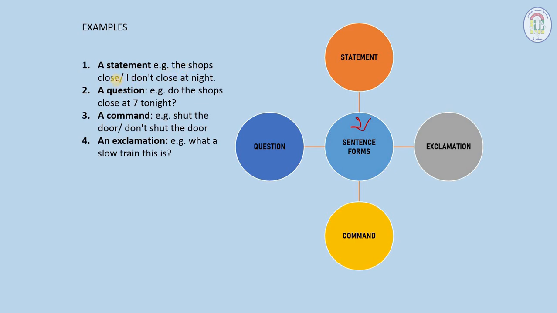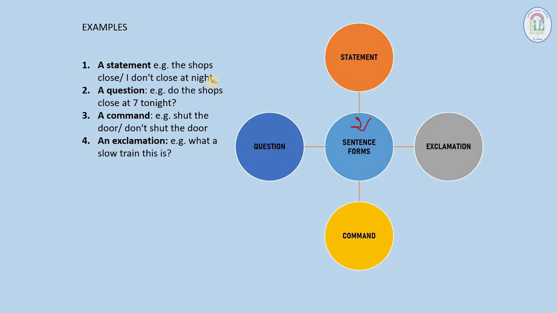As a statement, we can see the example that we have here. The shops close. I don't close at night. So it ends with a full stop. This is a statement, a declarative sentence.